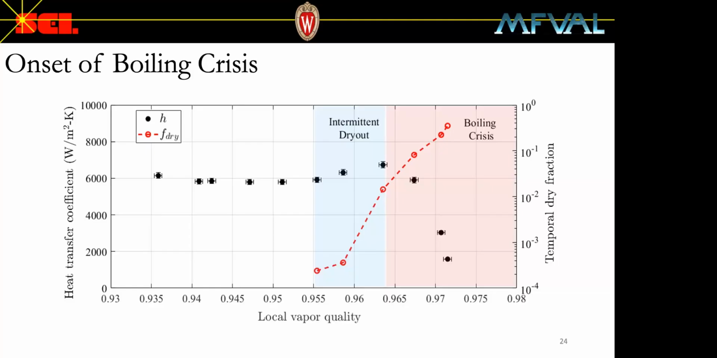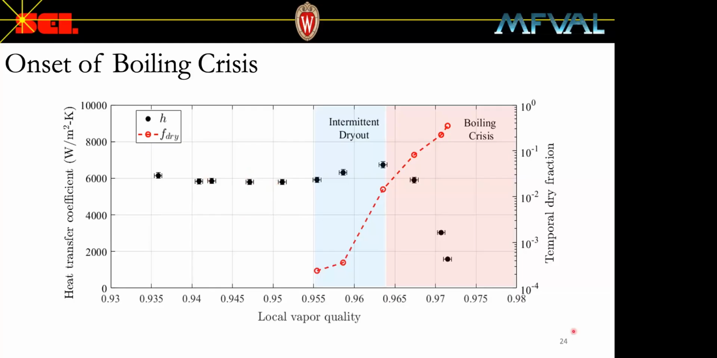So if I had to boil my thesis or my presentation down to a few figures, this would be probably one of the three main figures. So the onset of dryout happens before the start of the boiling crisis. And in this figure, the local heat transfer coefficient and the F dry are shown as a function of local vapor quality. So initially in this region here, with increasing vapor quality, there's no real change in the heat transfer coefficient. The measured F dry here, so the measured temporal dry fraction here, is 0, and so it's just not shown on the figure.